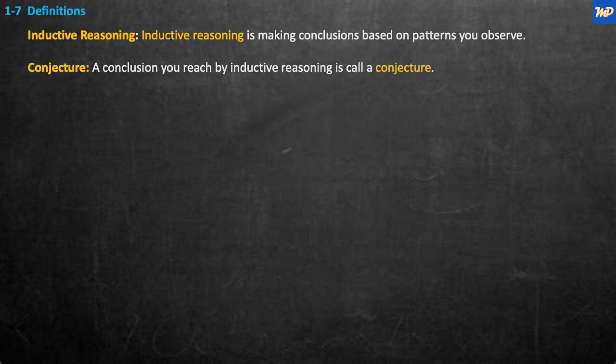Okay, before we get going, we're going to look at a couple definitions here. One is for inductive reasoning. Inductive reasoning is making conclusions based on patterns you observe. And a conclusion that you reach by inductive reasoning is called a conjecture.